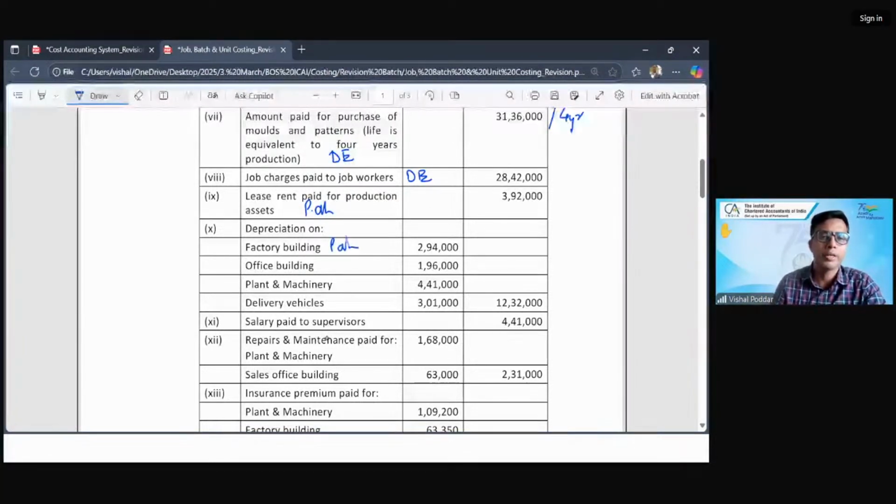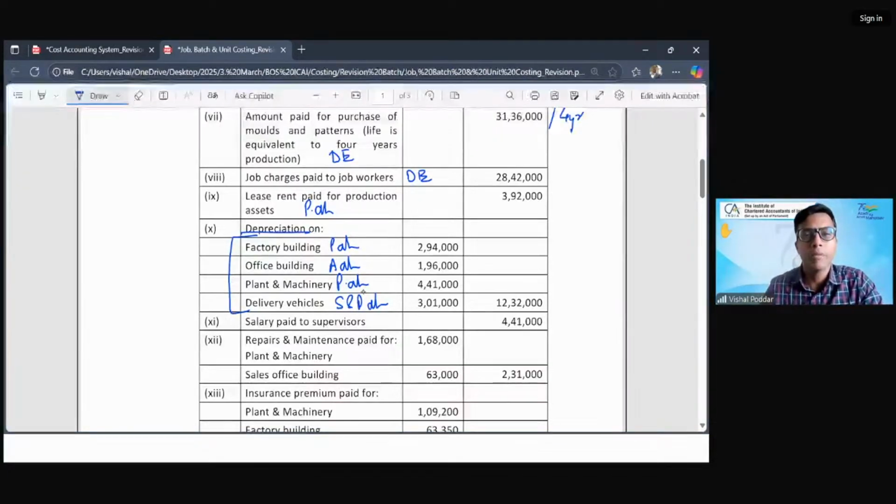Production overheads, administration overheads, production overheads, selling and distribution overheads. So this is the depreciation cost of all these assets. Depending upon the nature and use of the assets, you will put it in one or the other overheads. Correct? I hope all these bifurcations are clear with everyone.